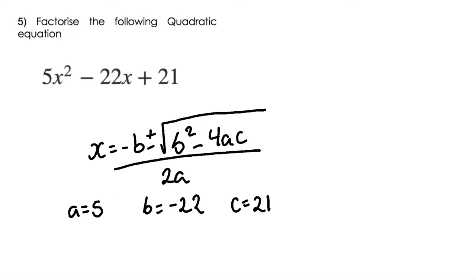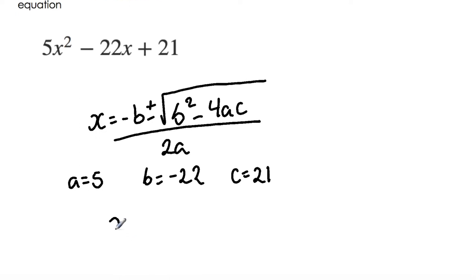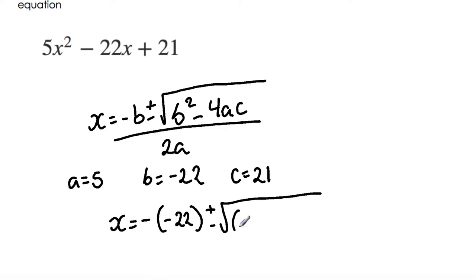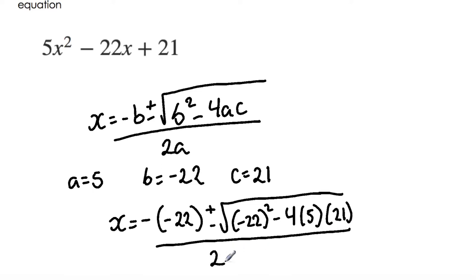I'm then going to substitute these values into this equation. So we should have x is equal to minus (minus 22) plus or minus the square root of (minus 22) squared minus 4(5)(21), over 2(5). Going to simplify it further.